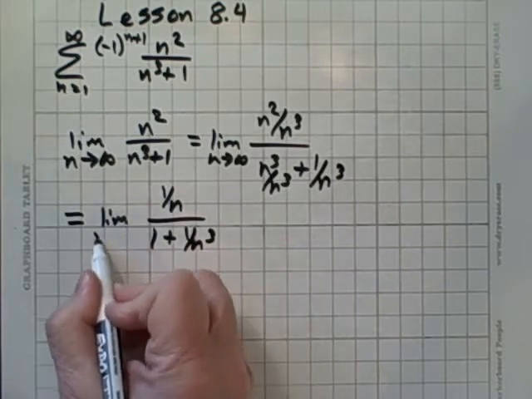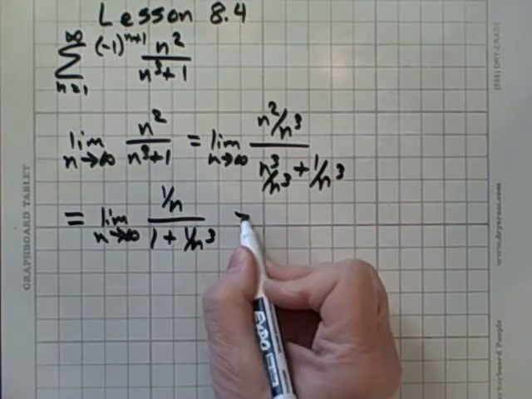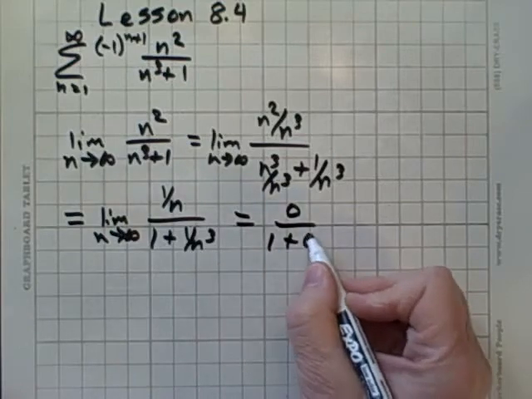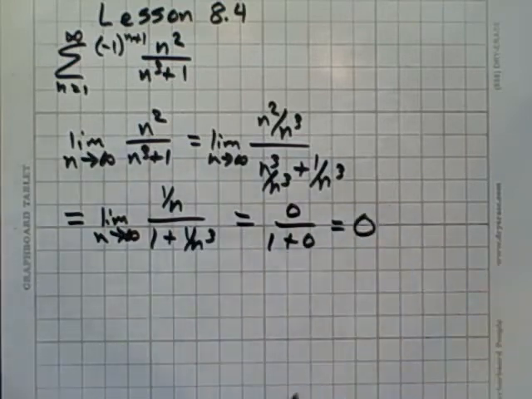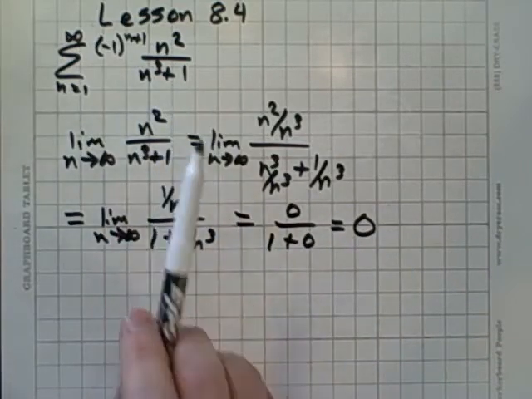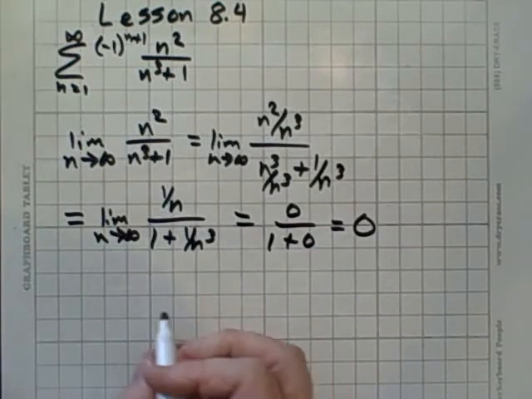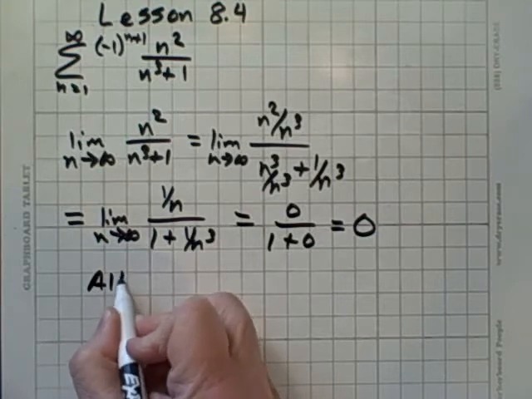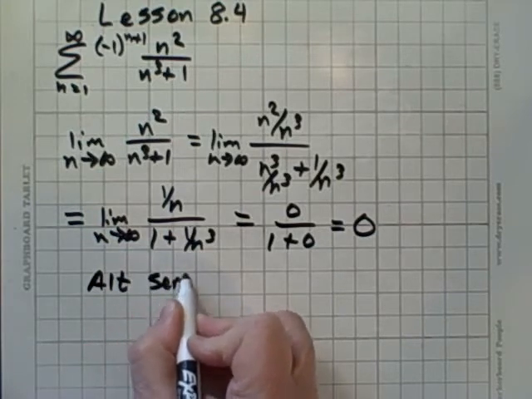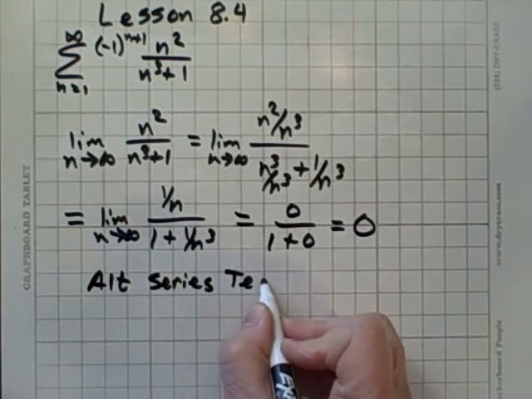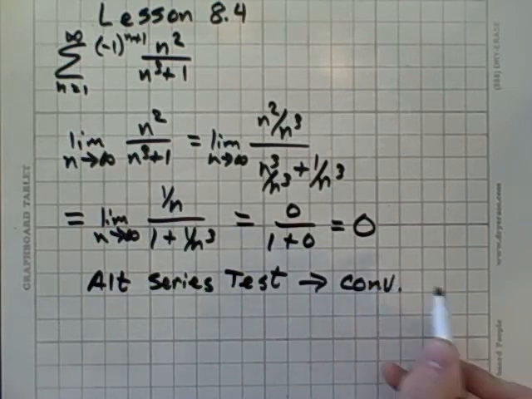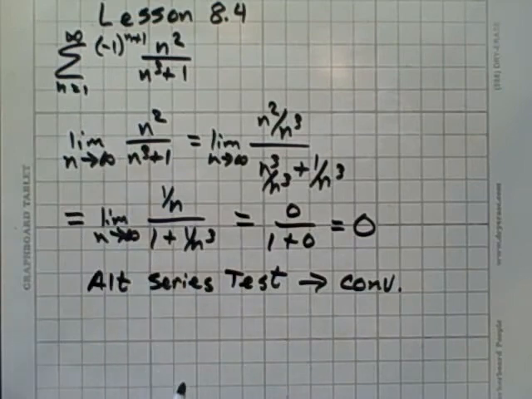Take the limit. As n goes toward infinity, the numerator heads towards 0. This piece heads towards 0. Yes, the terms are heading towards 0. Terms are decreasing. Terms are heading toward 0. So by the alternating series test, it converges. The sum of terms would converge.